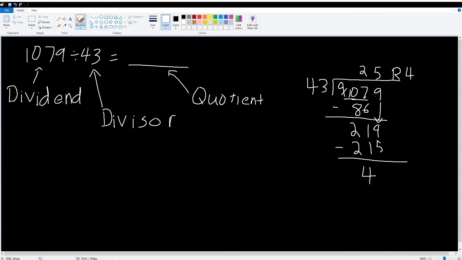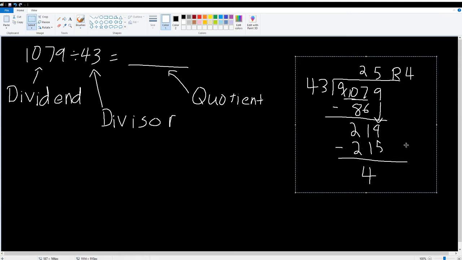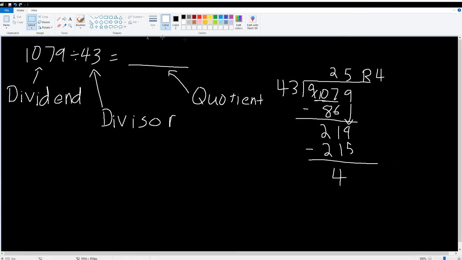And if you think about it, you can either write 25 remainder 4, or you would write 25 and 4 over 43, right? So how do we check this? Well, it's simple. We can obviously multiply this 43 back to either of our answers and see if we get back 1079, right? So let's do exactly that.